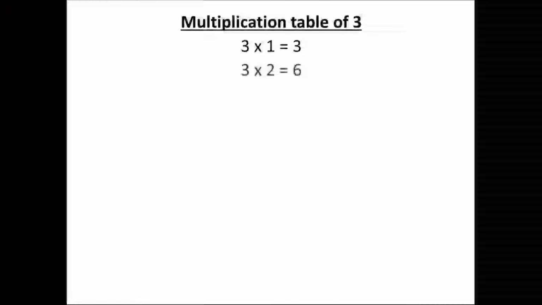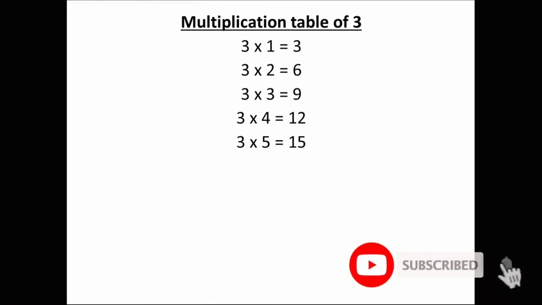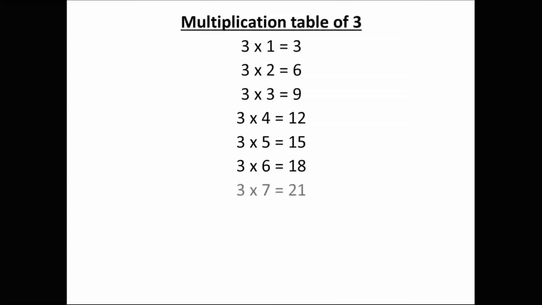Multiplication table of 3. 3 ones are 3. 3 twos are 6. 3 threes are 9. 3 fours are 12. 3 fives are 15. 3 six are 18. 3 sevens are 21. 3 eights are 24. 3 nines are 27. 3 tens are 30.